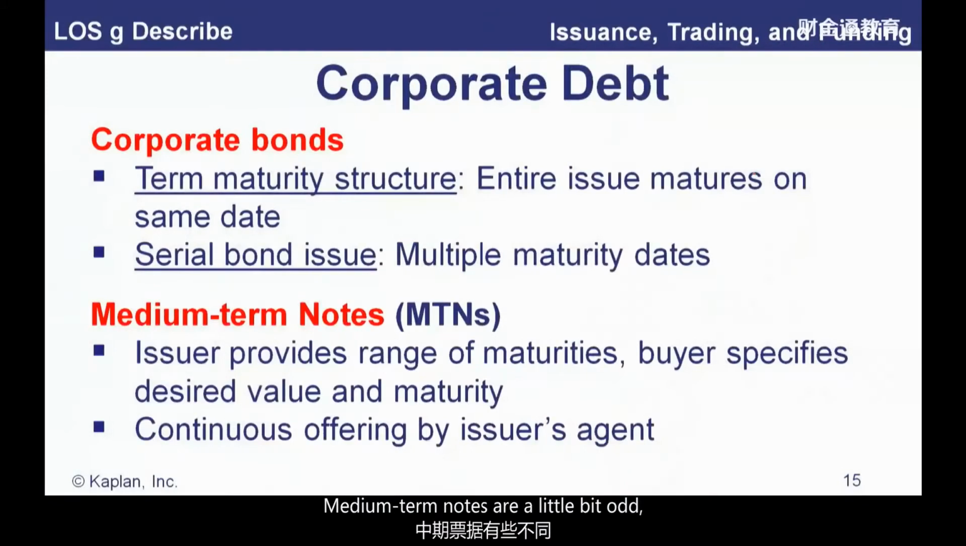Medium-term notes, a little bit odd. They're not necessarily medium-term. They're not necessarily notes, but they do have some distinctive characteristics you need to be a bit conversant with. The issuer provides a range of maturities at which they will issue debt, and they give some indications of interest rates they're willing to pay at various maturities, and they're sold through an agent. Well, a buyer will come to the agent and specify, well, we need some 12-year bonds, and we need 20 million of those. Can you do it? What rate can you do it at? And so it's really a continuous offering by the issuer's agent over time.